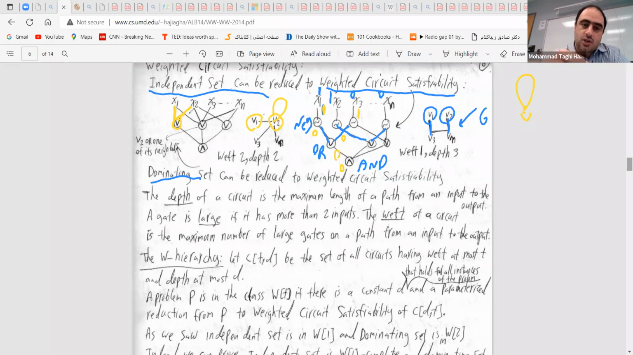So then it means that V2 is connected to all of them, and one of them should be selected. Here there is no negation. It means that for each of these OR gates, one of them should be 1. It means that one vertex should be selected. And then you will take AND. It means that all neighborhoods should be satisfied. Here, the same thing that we had for independence, that all edges should be satisfied. So that shows that if there are K vertices here that you can set to 1, the rest 0, such that this output becomes 1, then we have the result that we want.